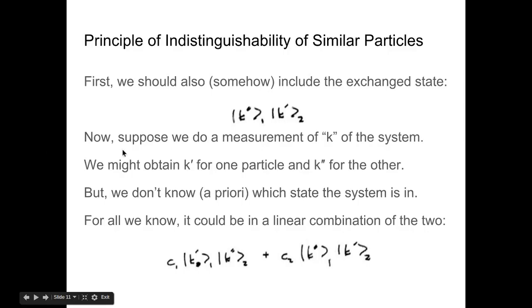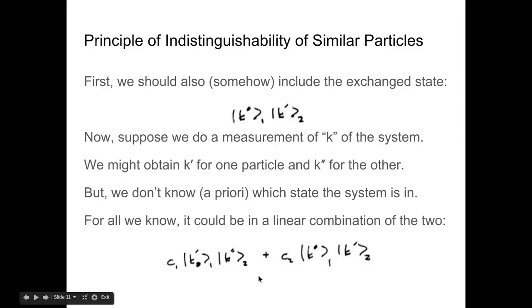Now suppose we do a measurement of K of the system, whatever K is. It might be a spin eigenvalue, or energy eigenvalue, or something like that. When we do this measurement, we're going to measure it for all particles in the state. So in one case we would obtain K prime for one particle and K double prime for the other. But we don't know beforehand which state the system is in. We don't know if we picked out particle 1 that has K prime, or particle 2 that has K prime, and the same thing for K double prime.